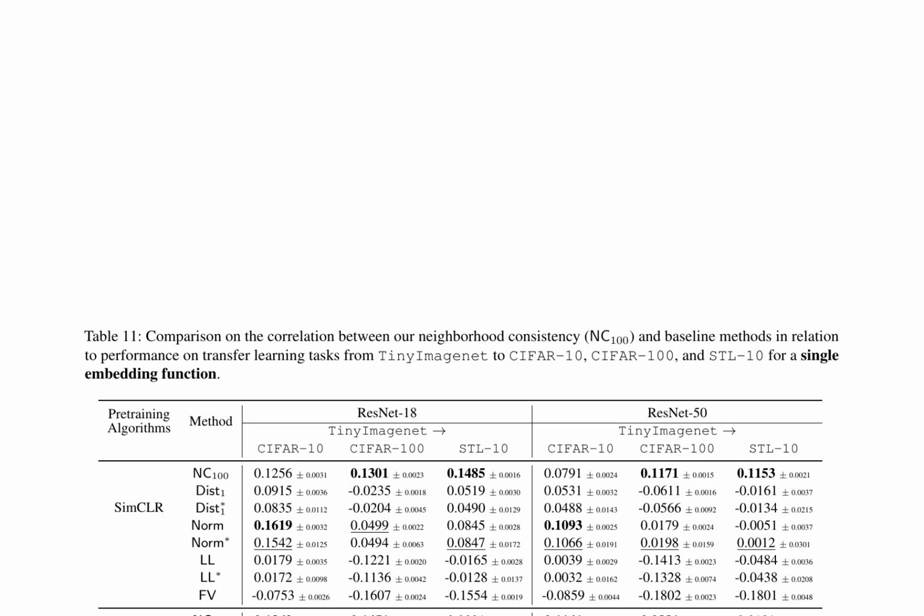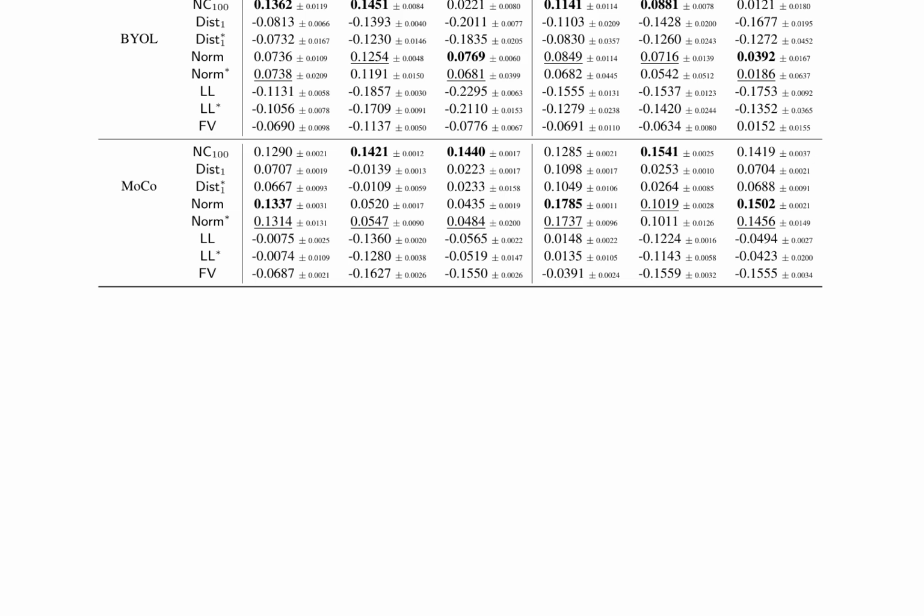The proposed neighborhood consistency measure, NC100, assesses the similarity between sets of nearest neighbors obtained from different functions. This metric provides insights into the stability and reliability of the representations produced by various algorithms across different embedding functions. By comparing NC100 with baseline methods, such as SimCLR, DIST, NORM, LL, BIL, MoCo, and FV, the authors demonstrate that their proposed metric can effectively capture the performance of these algorithms in transfer learning tasks.